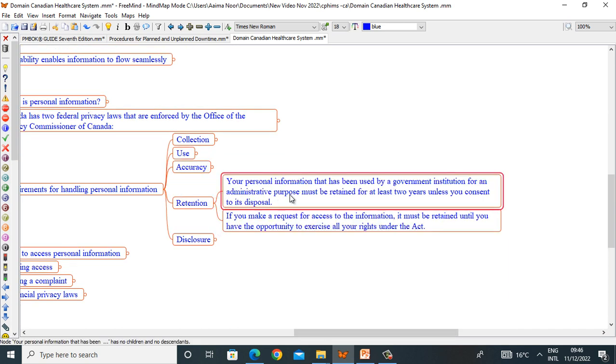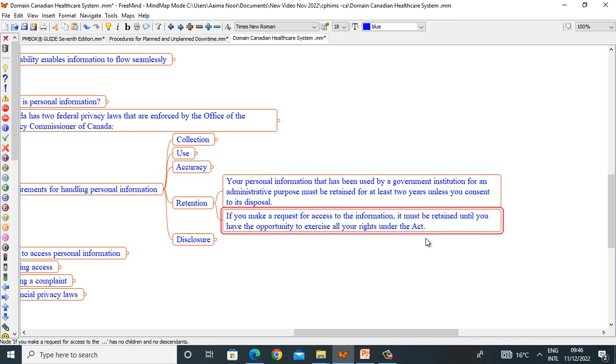Retention. Your personal information that has been used by a government institution for an administrative purpose must be retained for at least 2 years unless you consent to its disposal. If you make a request for access to information, it must be retained until you have the opportunity to exercise all your rights under the Act.